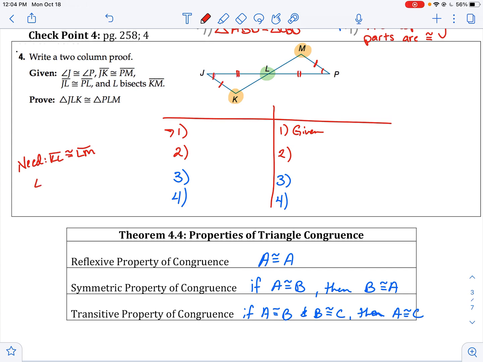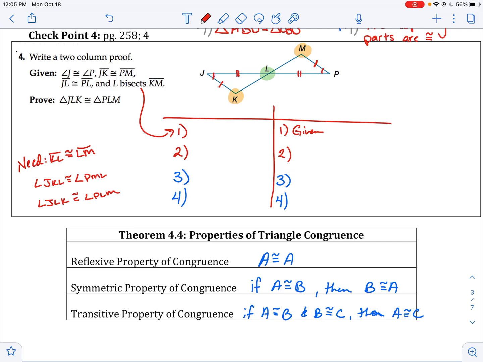So I need angle JKL is congruent to angle PML, and angle JLK is congruent to angle PLM. So we can just copy down the givens.